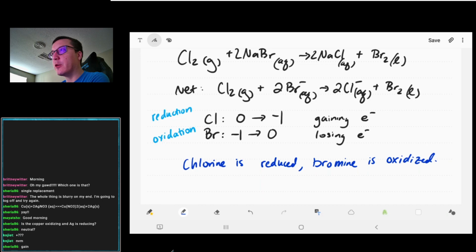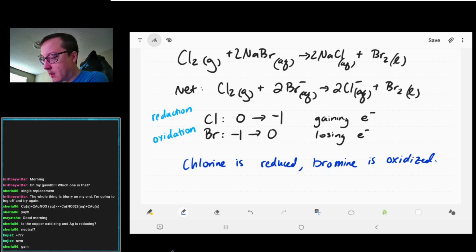And we're going to see that batteries operate the same way. Combustion reactions are all oxidation reduction as well. So moving your car or turning on your heater or whatever, these are all redox reactions. So, fun stuff. Cool.